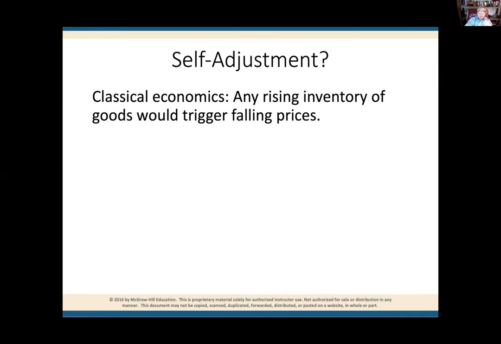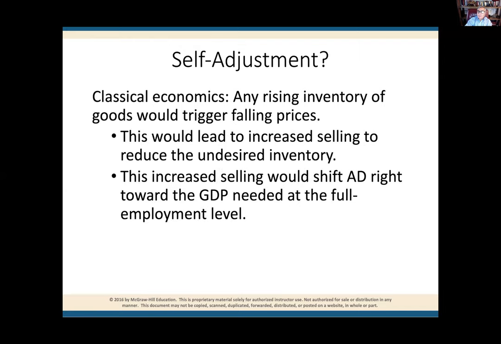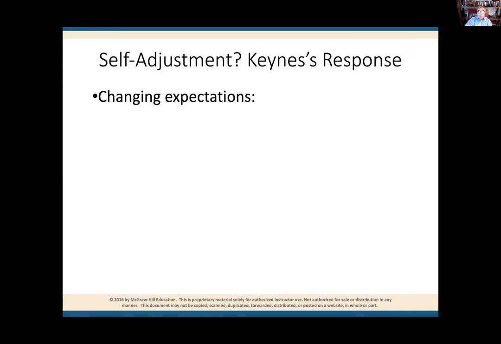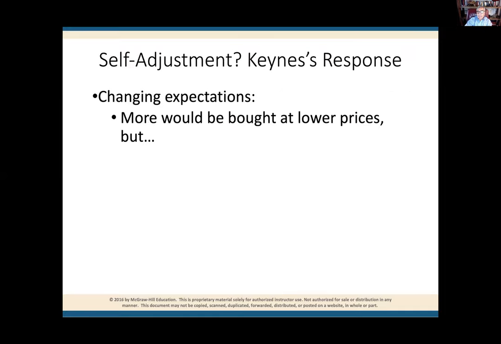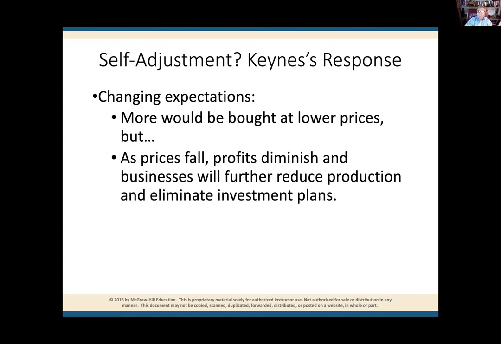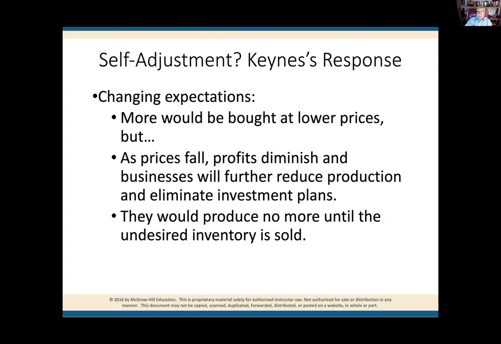Okay, so again, classical economists used to believe that, look, if we have an increase in inventories, companies will lower the prices and people are going to buy them, right? And inventories are going to disappear. So then we don't need to do anything because aggregate demand will always be equal to aggregate supply, or supply will always be equal to aggregate demand. Okay, well, again, that did not happen. We lowered prices and people still did not buy things in the 1930s.